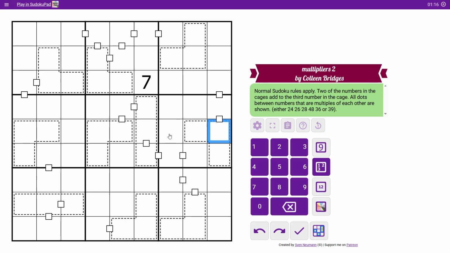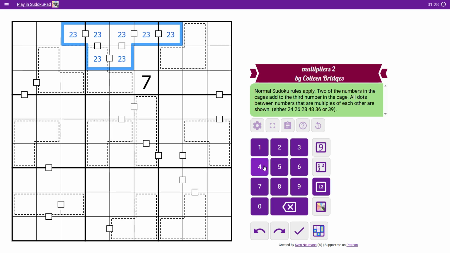Where to start is a big question with this one. There's a lot of dots here in the middle, there's a lot of dots up here. I'll start by putting all the things up here that we could possibly have: 2, 3, 4, 6, 8, 9. So that's just everything except 1, 5, 7.